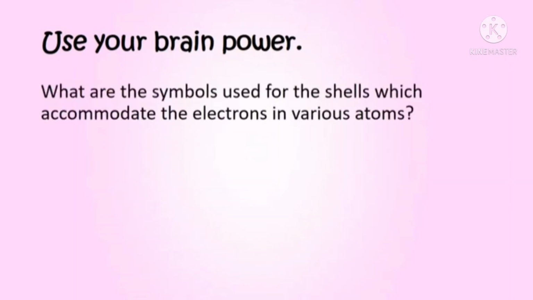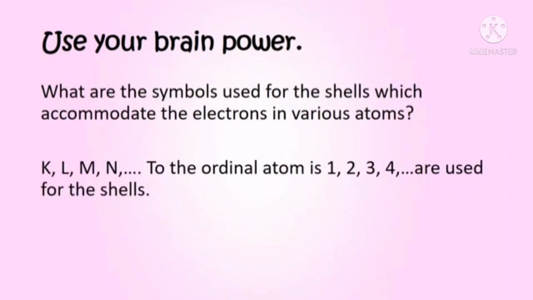What are the symbols which are used for the shells which accommodate the electrons in the various atoms? Come on, think about it and write the answer as K, L, M, N. In this way we can write the next letters. 1, 2, 3 and 4 are used for the shells. You have to copy this question and answer in your notebook also.